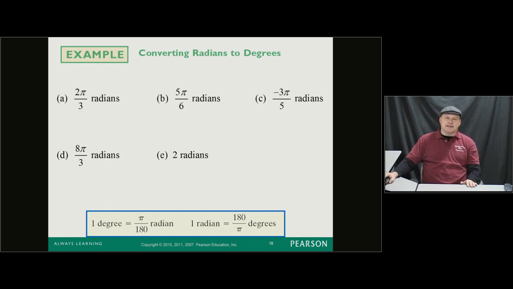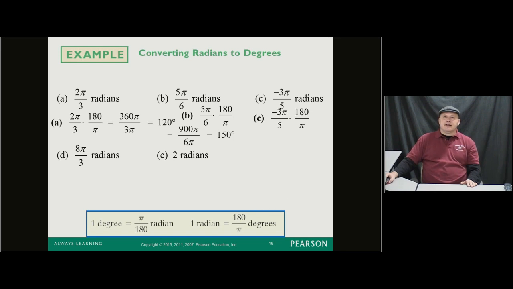So this is the purpose of this. 2 pi over 3 times 180 over pi. The pi's cancel, and you get 360 over 3, which is 120 degrees. Now b, 5 pi over 6, multiplied by 180 over pi. The pi's cancel. You get 900 over 6, which reduces to 150 degrees, also a second quadrant angle. Negative 3 pi over 5, multiplied by 180 over pi, is negative 540 over 5, the pi's cancel, negative 108 degrees.